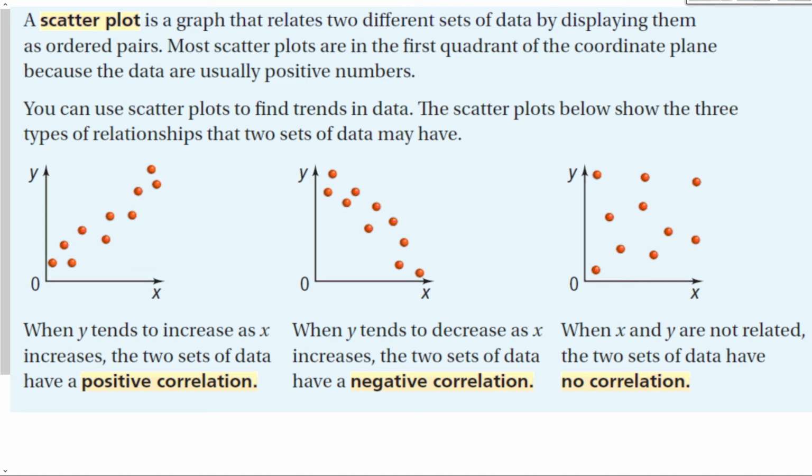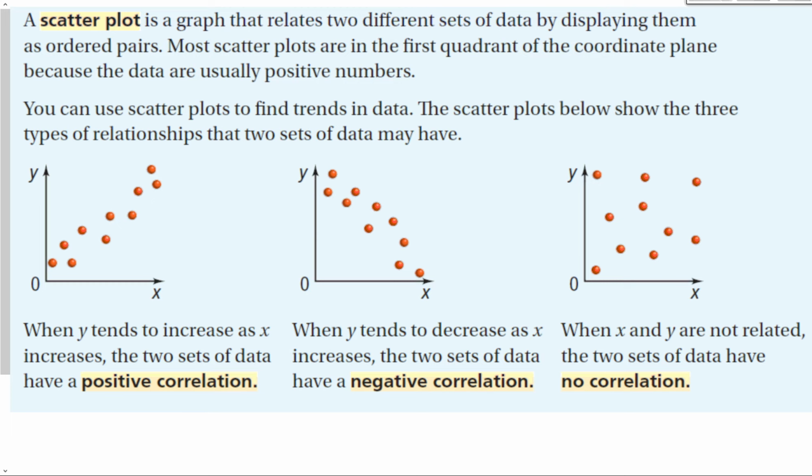So first we have a scatter plot. A scatter plot is a graph that relates two different sets of data by displaying them as ordered pairs. Most scatter plots are in the first quadrant of the coordinate plane because the data are usually positive numbers. Makes sense, right? Most things that we're going to see in real life usually use positive numbers.